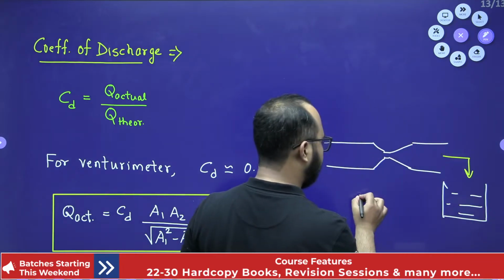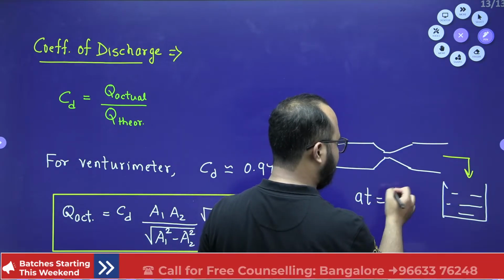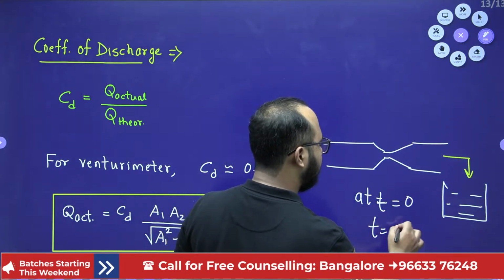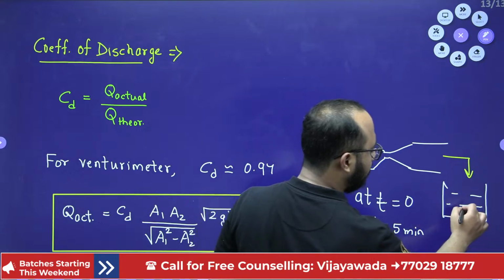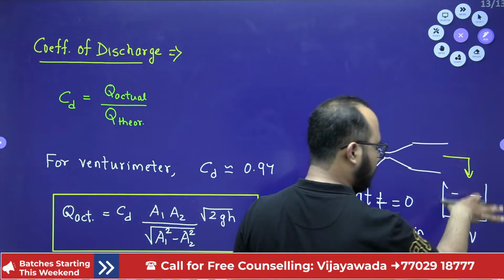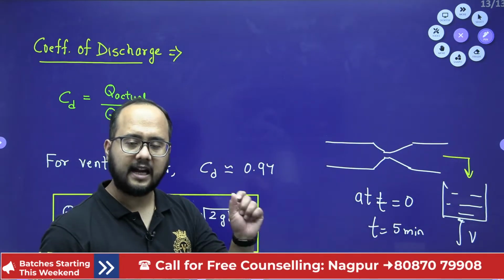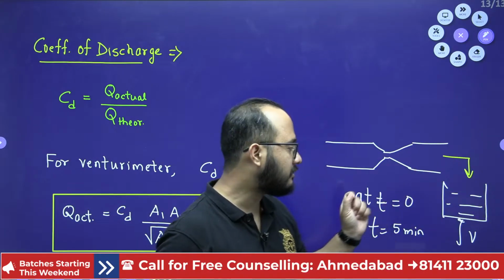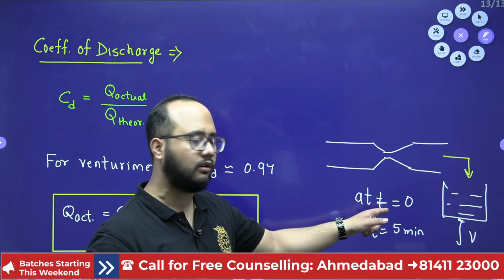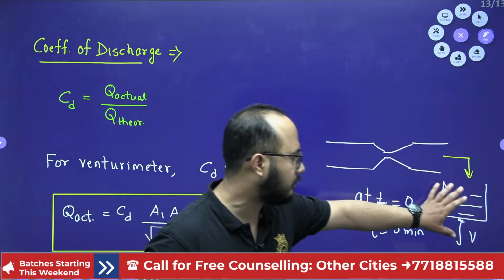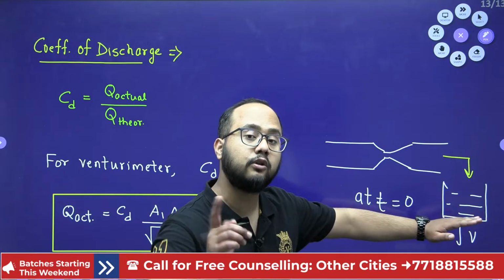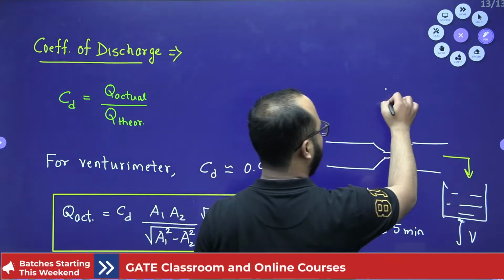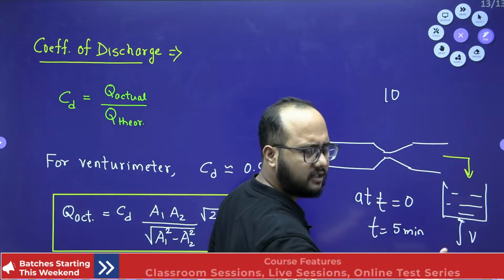Let's suppose we have started at time t equals 0, and after time t equals, let's suppose, 5 minutes, we have measured the volume collected in the bucket. At time t0, no volume has come out of the pipe. We start our stopwatch at t equals 0 and take the total volume till 5 minutes. During that 5 minutes, suppose 10 meter cube has been collected in the bucket.